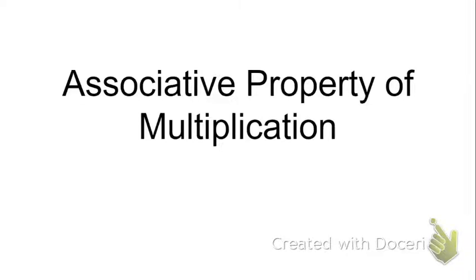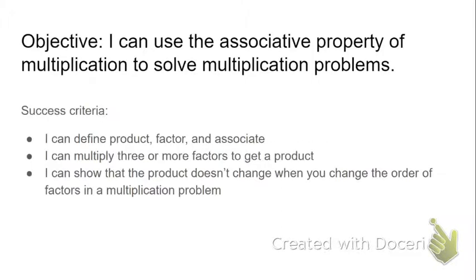It is about the associative property of multiplication. And if that sounds like a lot of big words, don't worry. We're going to make them all make sense. Here we go. Today's objective: I can use the associative property of multiplication to solve multiplication problems.